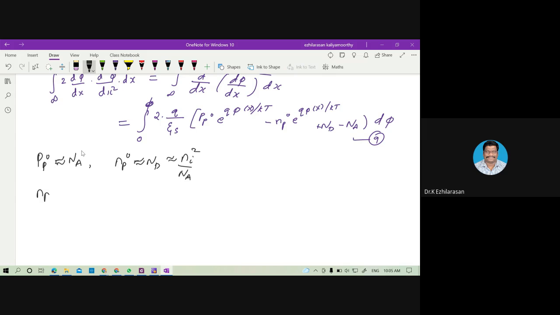Again, NP0 can be written as Ni into e to the power minus beta phi d, because if we consider the Boltzmann constant, this will become NP0 equal to Ni. So again, NP0 I can write as PP0 e to the power minus 2 beta phi d. Now substitute all these terms.